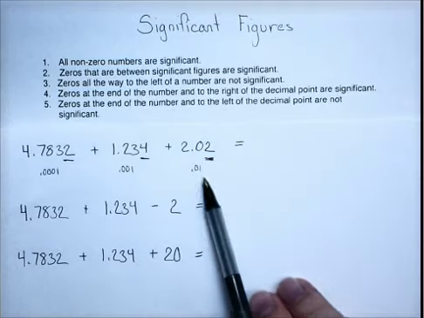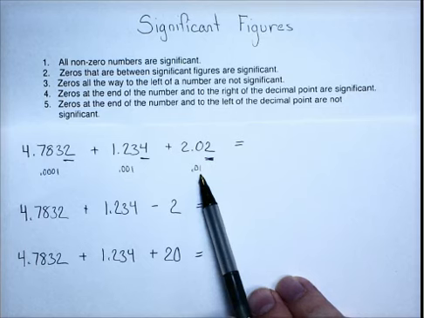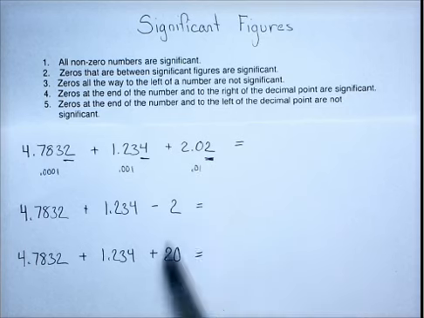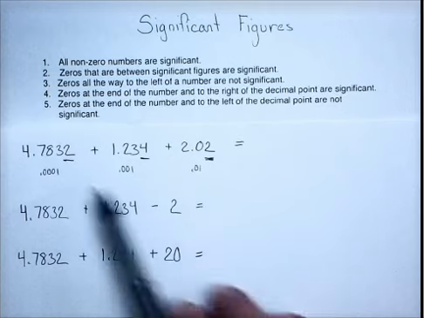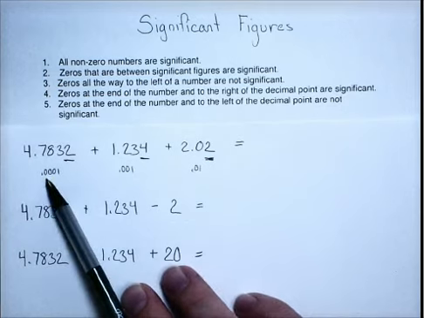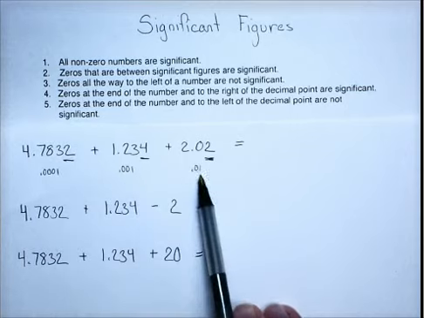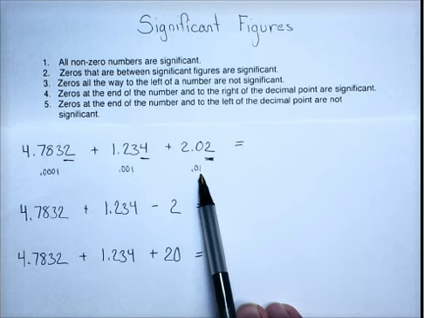Now what we want to do is look at which one of these is the closest to the decimal point, which one is what we call least precise. So this one is very precise. We're measuring to a very small number. This one is slightly less precise, and this is the least precise. We're only measuring out to the hundredths place.